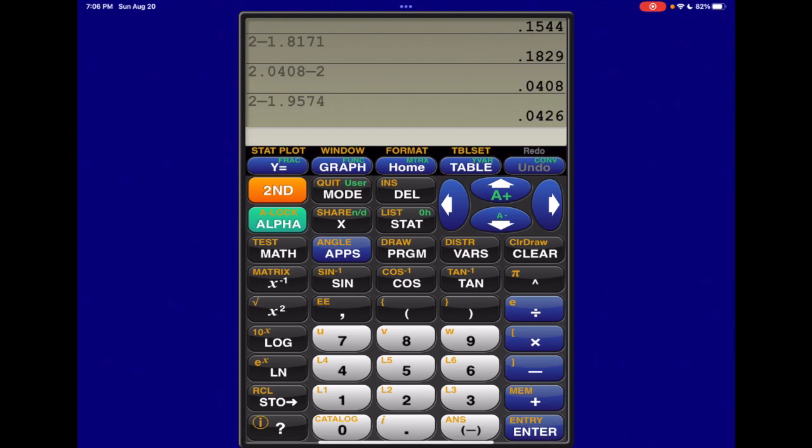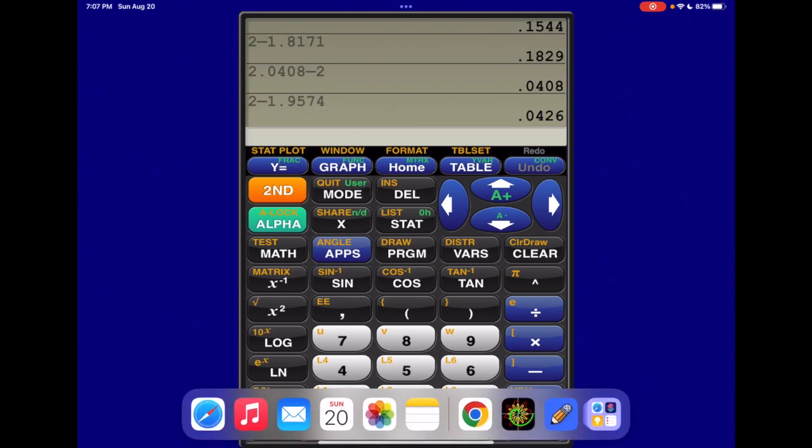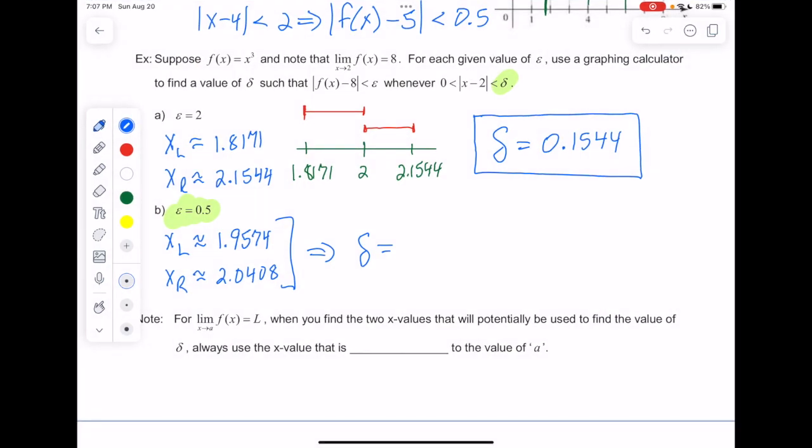And then, like we said on the last one, to make sure that you stay in between the two red lines, you have to go with the smaller of these two choices of delta. So in this case, it would be the 0.0408. So we'll go back and write that down. 0.0408 would be my choice for delta.